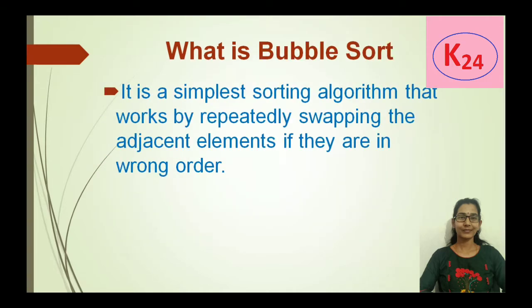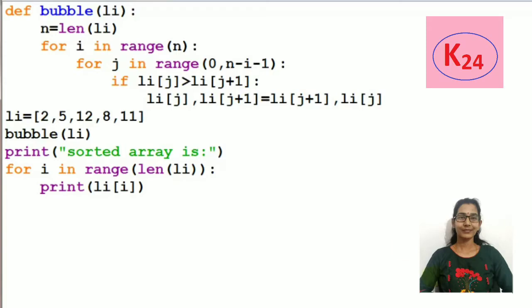So, what is bubble sort? Bubble sort is the simplest sorting algorithm that works by repeatedly swapping the adjacent elements if they are in the wrong order. Now, let's see the demonstration of bubble sort in Python.